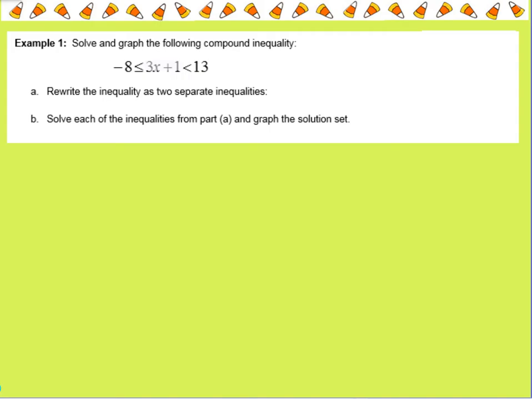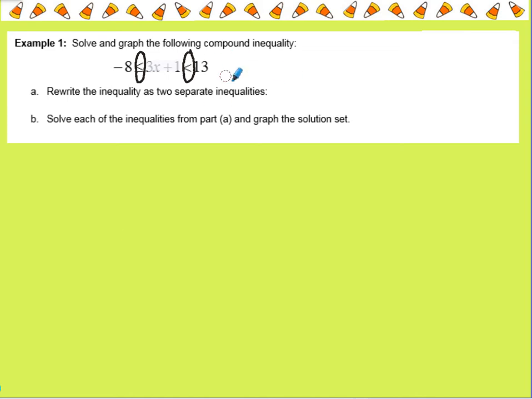So let's take a look at example 1. Solve and graph the following compound inequality. So remember, we want to take it apart just like we would with our Oreos. So you want to find the cookies first, and the cookies are our inequality signs. So there should be two of them. Take a look at what's in the middle of the cookie here, the good stuff. In this case, it's 3x plus 1. So we are going to rewrite the inequality as two separate inequalities.